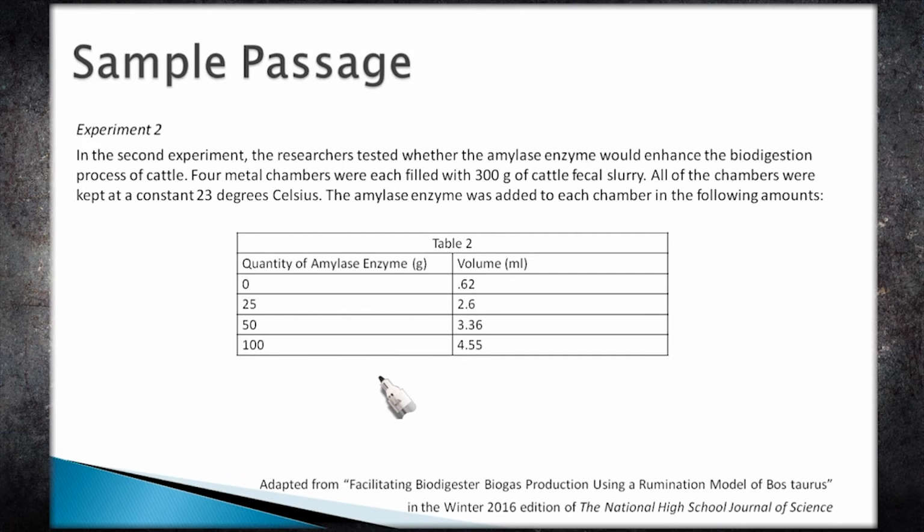For example, suppose we needed to know how much amylase would be required to produce 3.4 milliliters of biogas. All we'd have to do is look at this entry right here. We see we have 3.36, and we see that to produce 3.36 milliliters of biogas, we had to use 50 grams of enzyme. Therefore, we would know the answer to the question would be around 50, probably slightly more, like 52, 53, 55, somewhere in that range, to produce 4 milliliters of biogas.